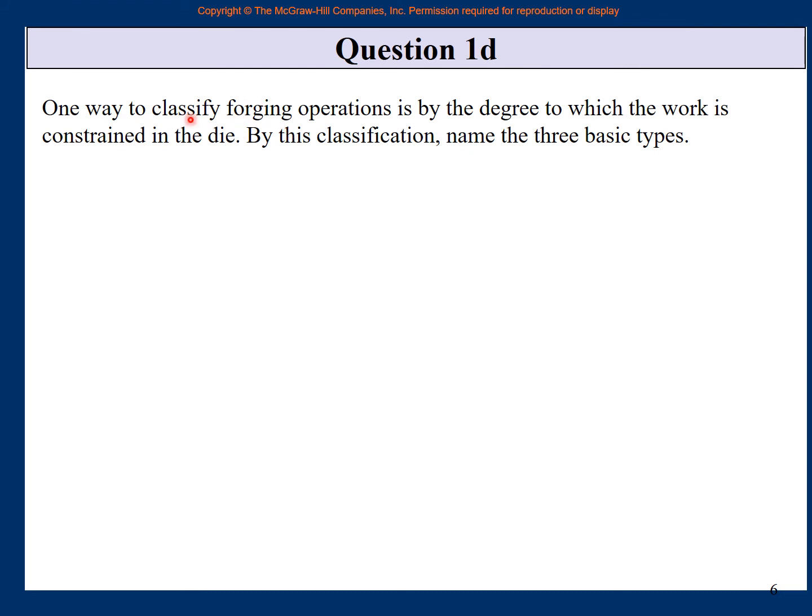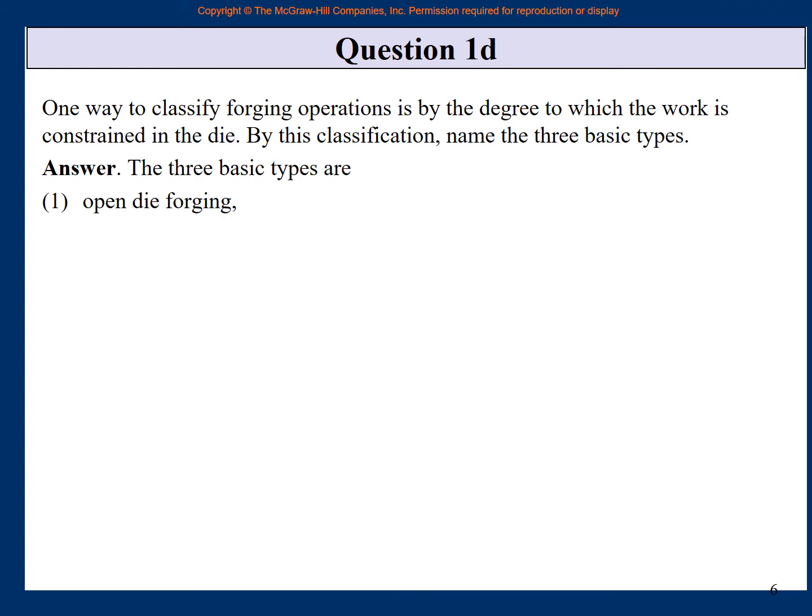So hopefully you understood. Constraining means how much we are forcing the work to be inside the die, and how we are doing it, right? The way we force or constrain the material inside the die. By this we want to do the classification, not horizontal, vertical, this and that. So let us see these. There are 3 basic types.